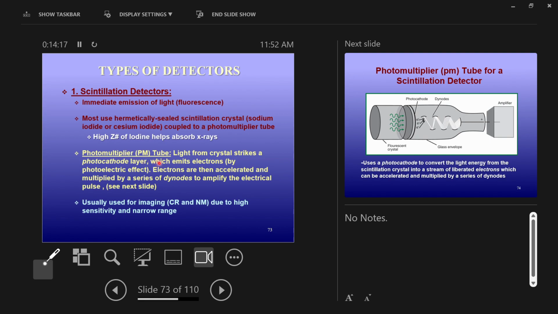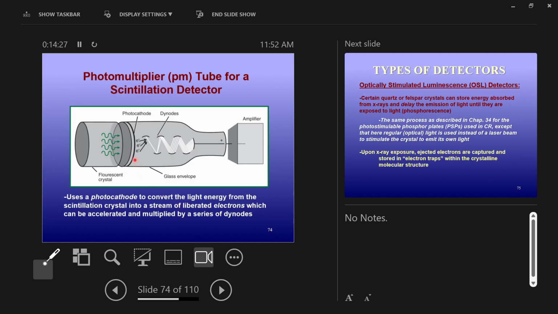Photocathode, which emits electrons by the photoelectric effect. Electrons are then accelerated and multiplied by a series of dinodes to amplify the electrical pulse. And it looks like this. So from left to right on the screen, you have your fluorescent crystal in here, okay? So radiation comes in from that end, okay? Strikes that detector, causes that detector to emit light rays, okay?